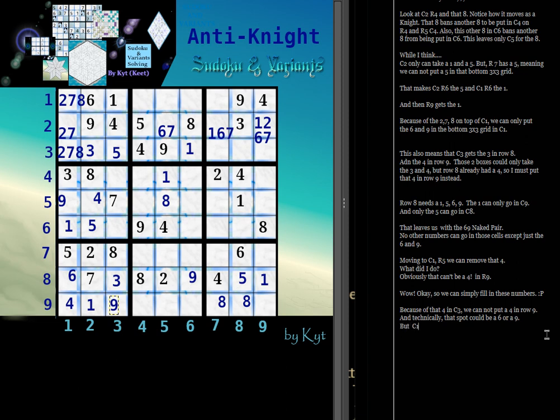But column 1 could only put the 4 in row 9, so that became the 4. And then the other spot where the 6 is could technically be a 6-9 combo.